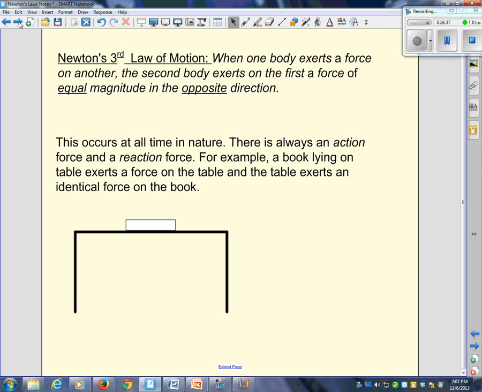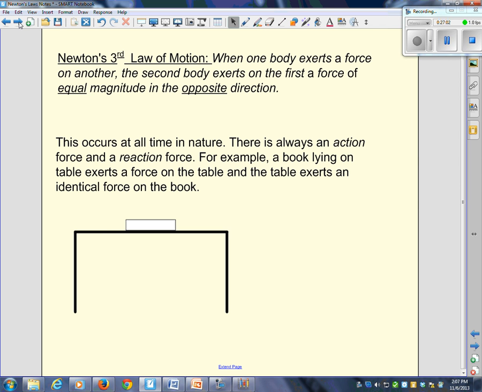Equal and opposite are pretty important. That's why I've highlighted it. When one body exerts a force on another, the second exerts on the first a force of equal magnitude in the opposite direction. Now you've probably heard it explained like this: for every action force there is a reaction force. And some people might say an equal and opposite reaction force, right? Equal and opposite is important.